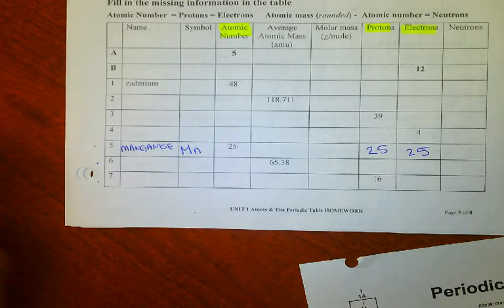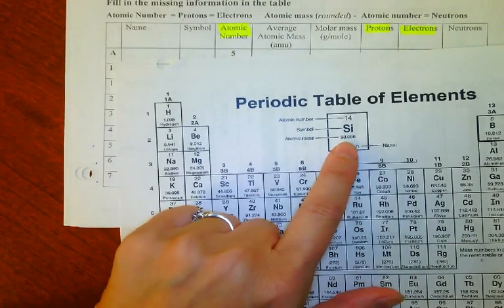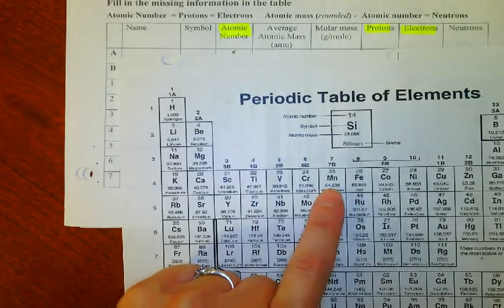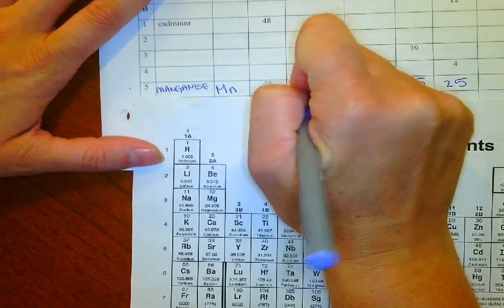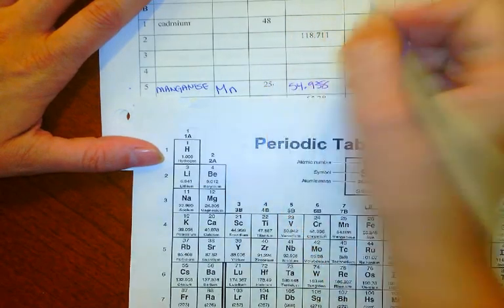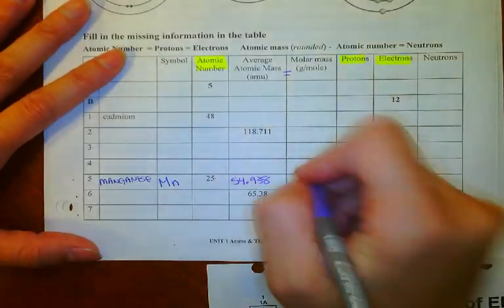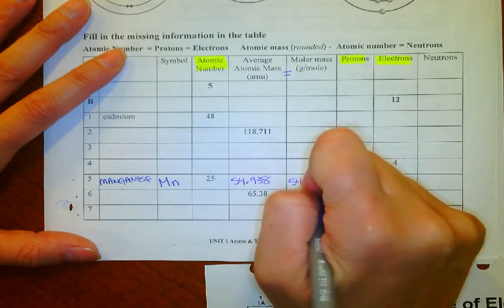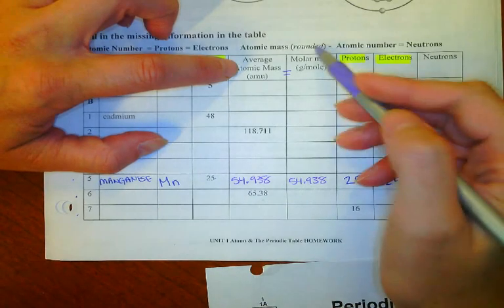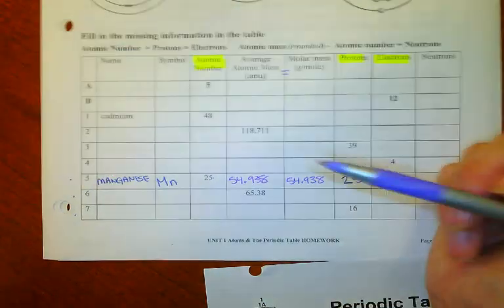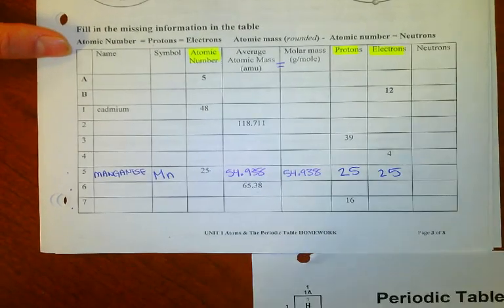Okay. Alright, now average atomic mass, the AMU, that's this atomic mass, the decimal number. So for manganese, 54.938. Molar mass should be equal. Those two should be equal to each other. Okay. So also 54.938. They're synonyms. Students get them mixed up all the time. But molar mass is equal to the average atomic mass as far as we know right now. We'll learn how to calculate that in a different unit.